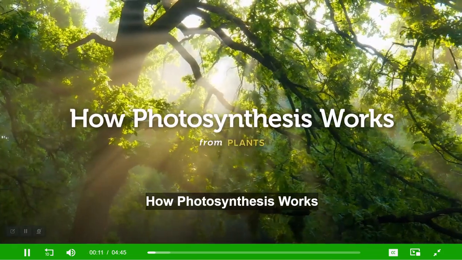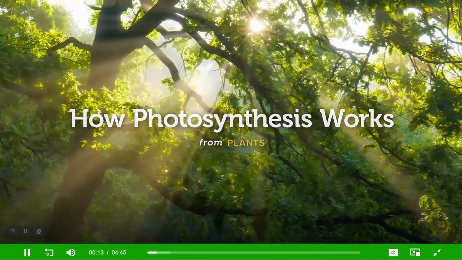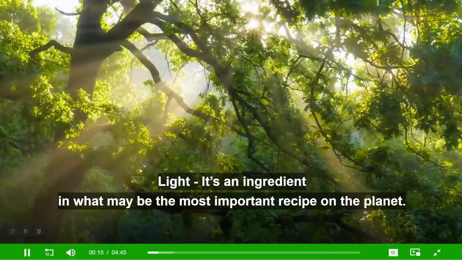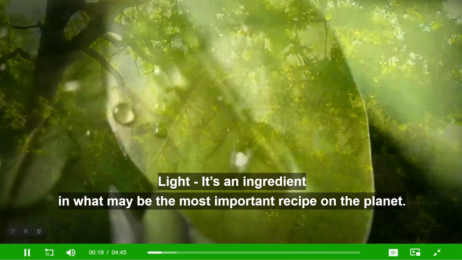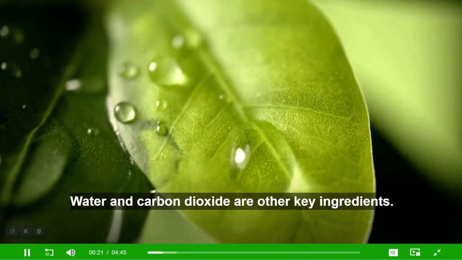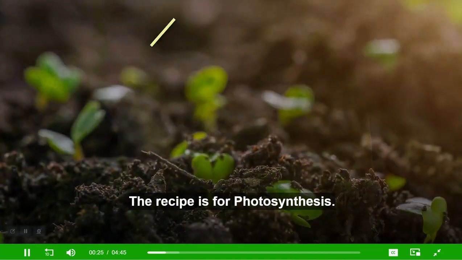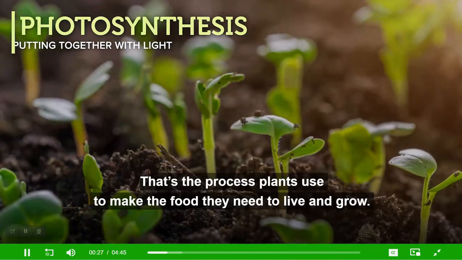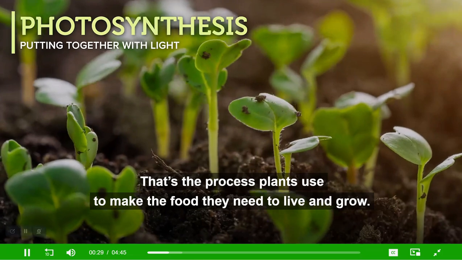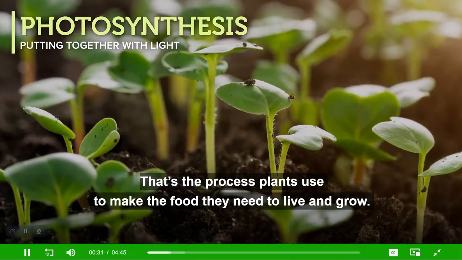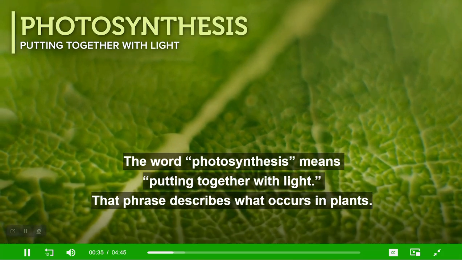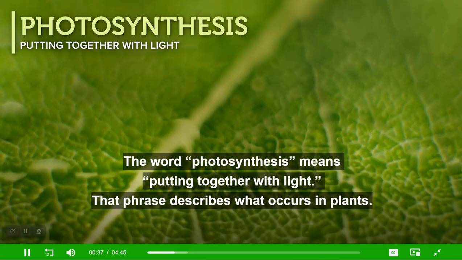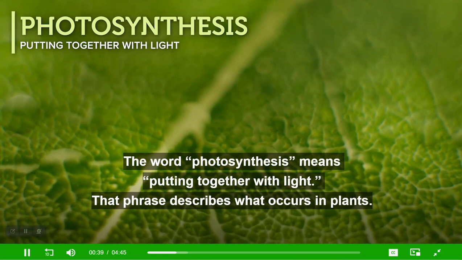How photosynthesis works. Light. It's an ingredient in what may be the most important recipe on the planet. Water and carbon dioxide are other key ingredients. The recipe is for photosynthesis. That's the process plants use to make the food they need to live and grow. The word photosynthesis means putting together with light. That phrase describes what occurs in plants.